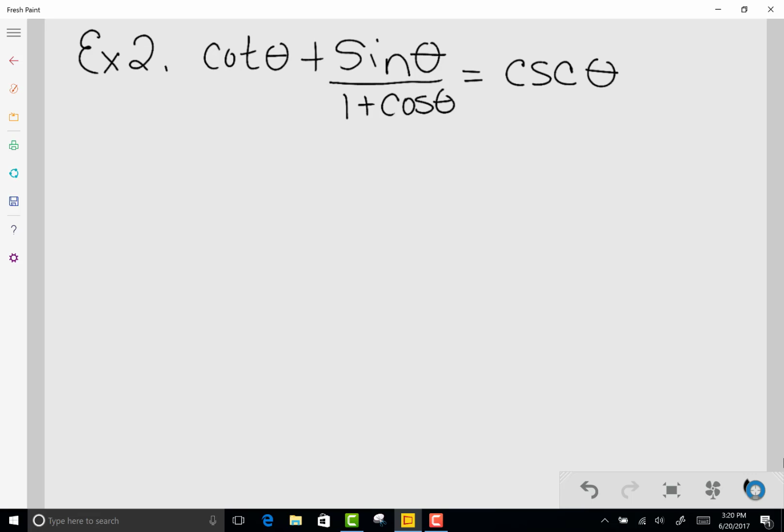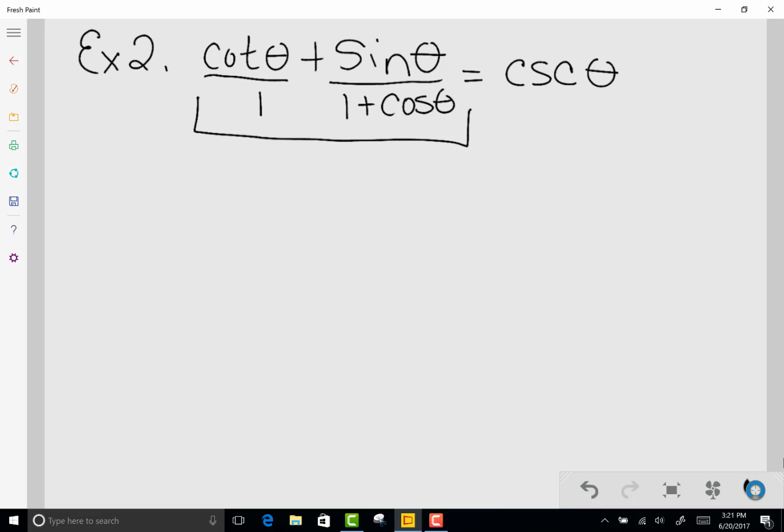Okay, for example 2, I'm going to show you how you can combine fractions, simplify, and use that method to prove an identity. So if you notice, we always want to work with one side. Here's the more complicated side, and I want to show you how to combine fractions and simplify them. So I'm going to start with the left-hand side. I am going to write cotangent theta over 1. So I'm trying to show that cotangent theta over 1 plus sine theta over 1 plus cosine is equal to cosecant.